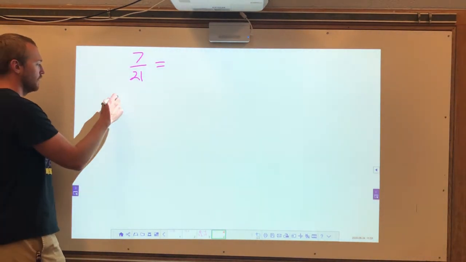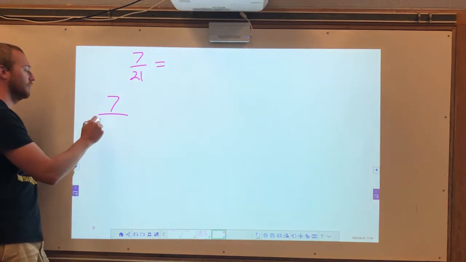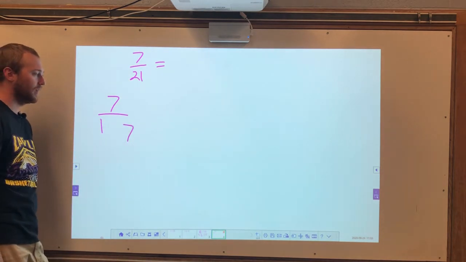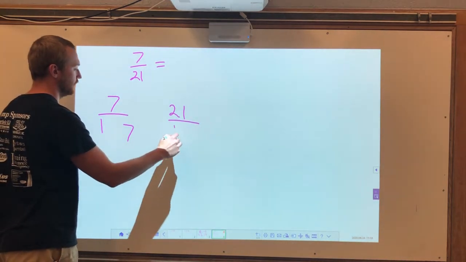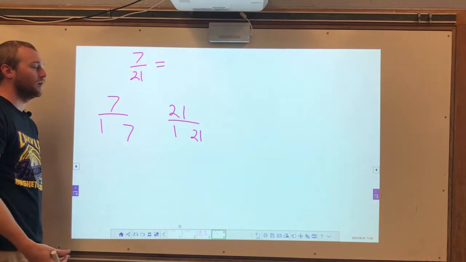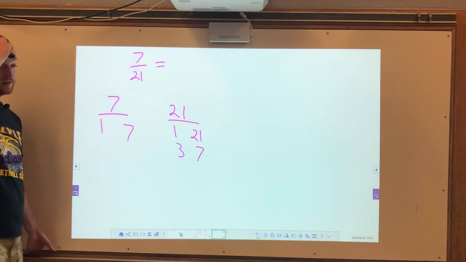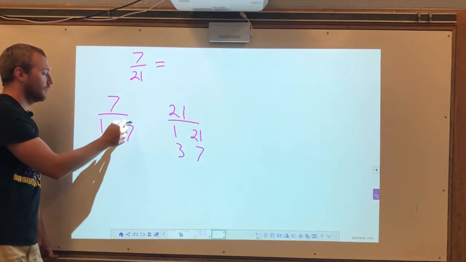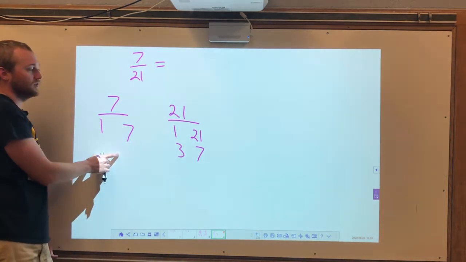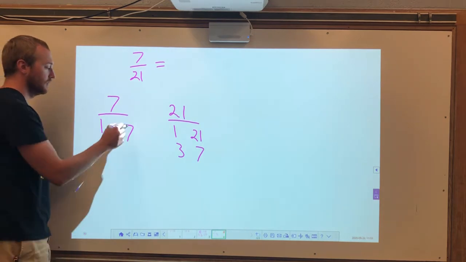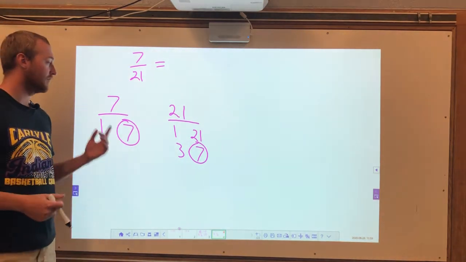Again, 7, what are factors of 7? What times what gives you 7? Well, there's 1 times 7, and that's it. 7's prime. 21, we have 1 and 21, and we also have 3 and 7. Are there any more? No. So our greatest common factor, between all the factors listed for the two numbers, which one is the greatest one that they have in common? 7. So again, the greatest common factor between 7 and 21 is 7.